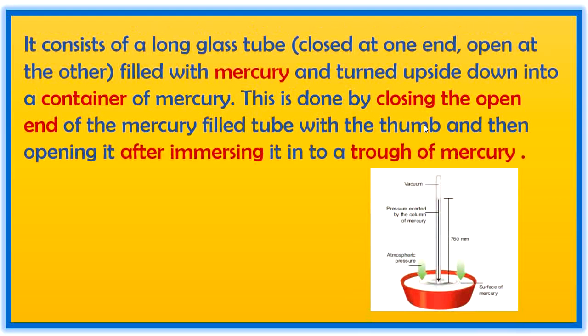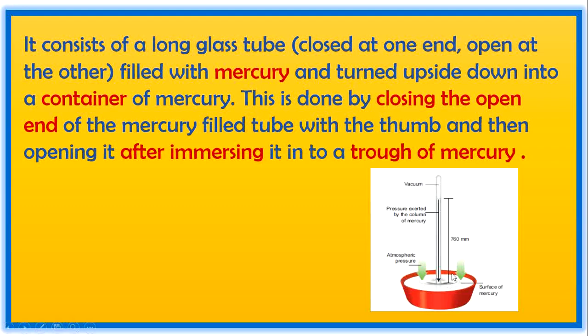How is this barometer used to measure atmospheric pressure? Now let us see. It consists of a long glass tube. One end is closed and the other end is open. This tube is filled with mercury and turned upside down into a container containing mercury. This is done by closing the open end of the mercury filled tube with the thumb and then opening it after immersing it into a trough of mercury.